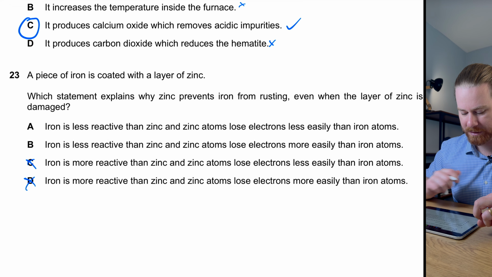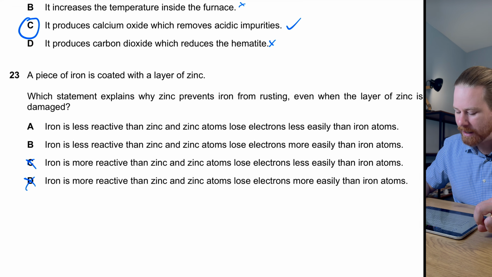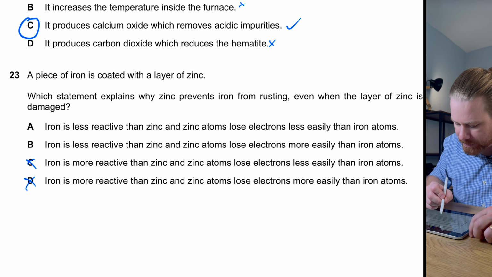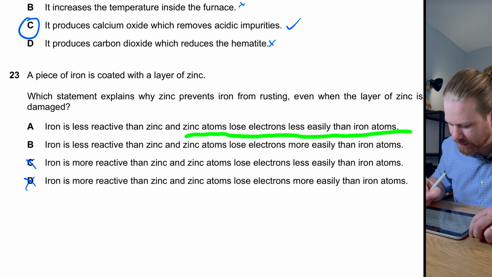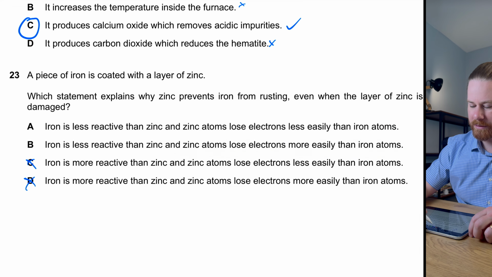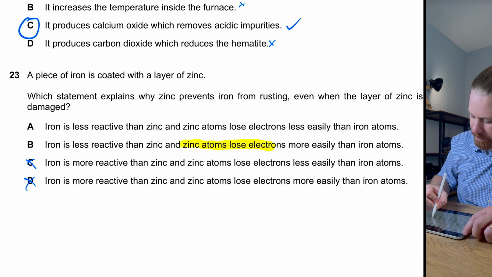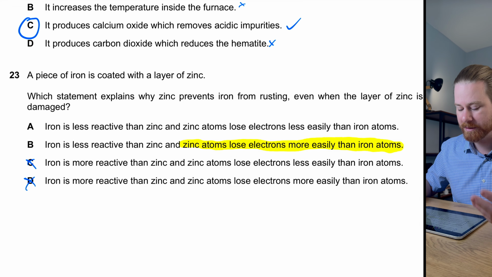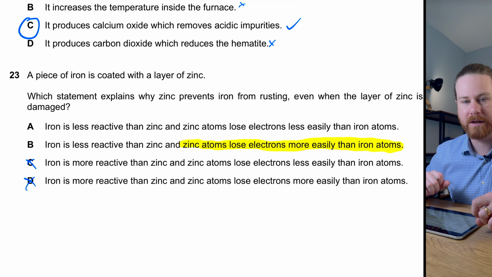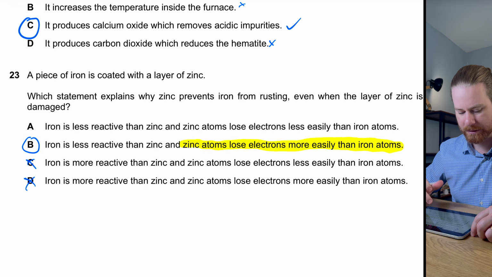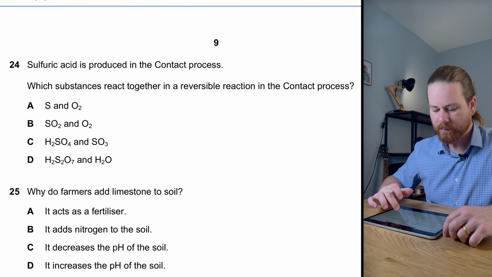Jumping ahead of myself. So yeah, iron is less reactive than zinc. So what explanation is going to be correct? So we have zinc atoms lose electrons less easily. Well, that's not true. Lose more easily, so that is the true part. So more reactive things, this is true for everything. If something is more reactive, or a metal, metals are more reactive because they like to lose their electrons more easily. So there we go. That's why our answer is B.